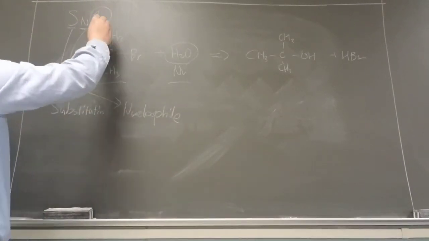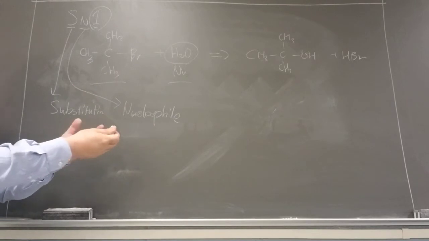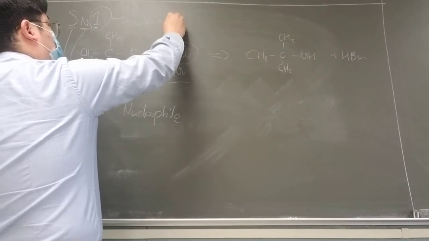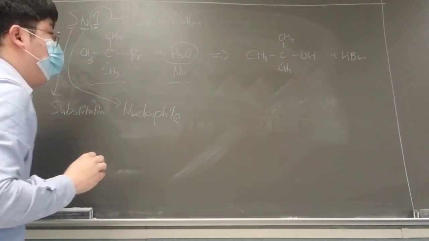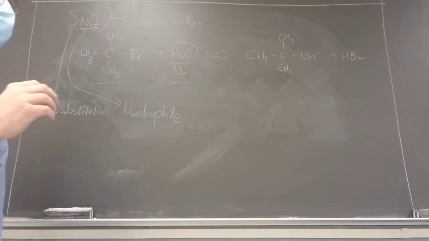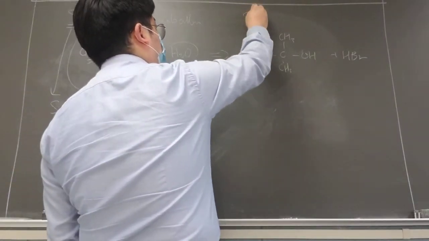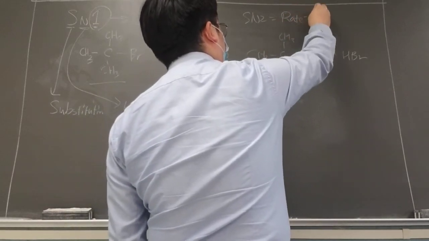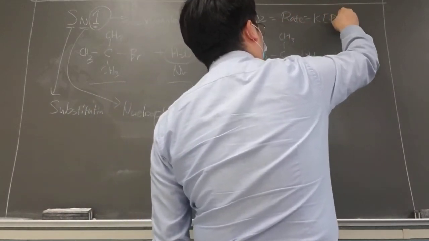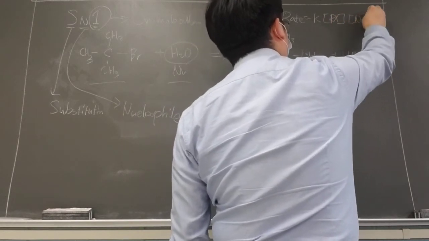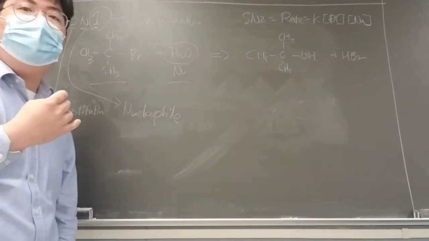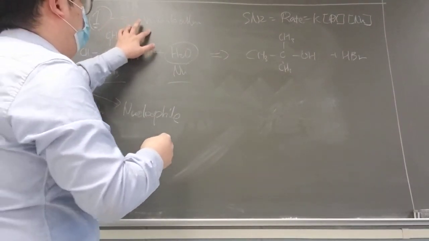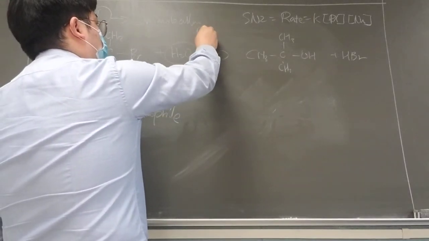But it says 1 because SN2 is bimolecular, but this is actually unimolecular. So that means, kinetically speaking, the SN2 rate is equal to k times the concentration of your compound and also your nucleophile. Both concentrations really matter to the speed of your reaction for SN2. But this is unimolecular, meaning there is only one that matters for the reaction.